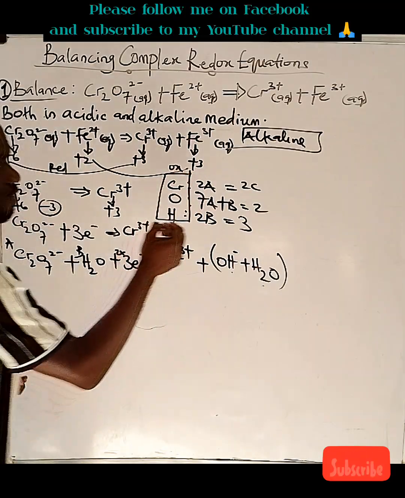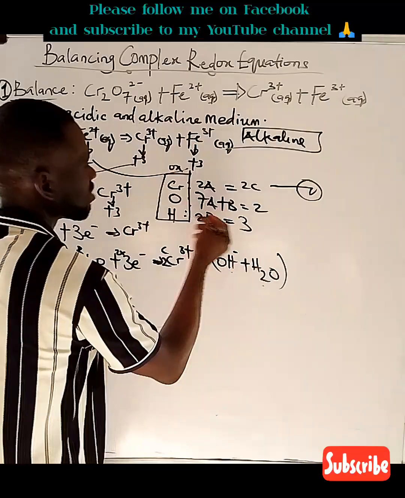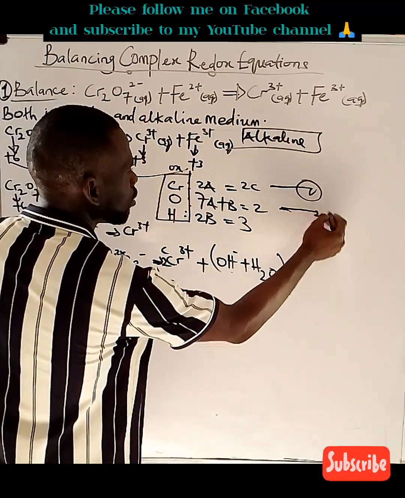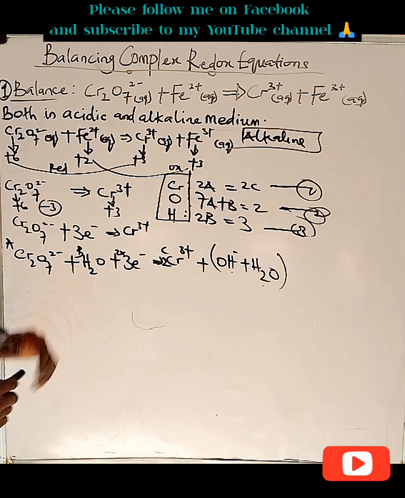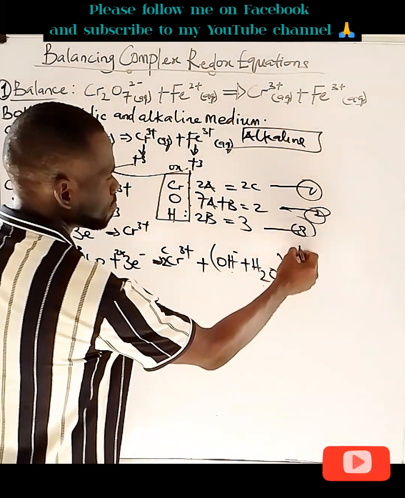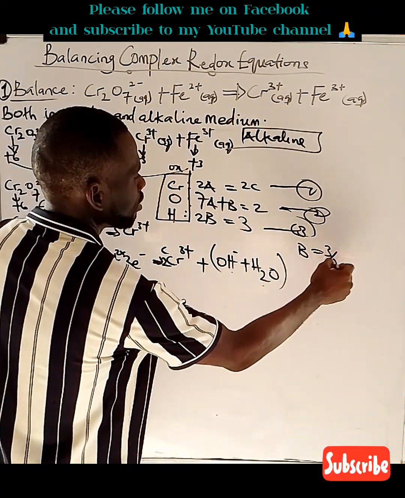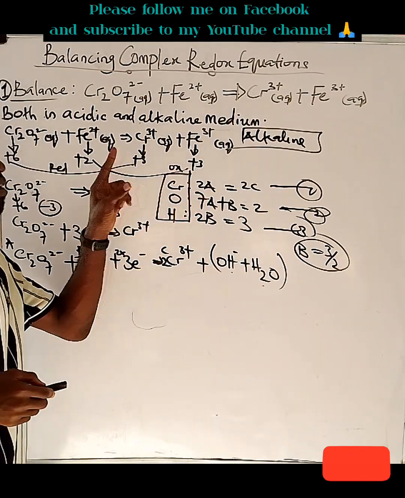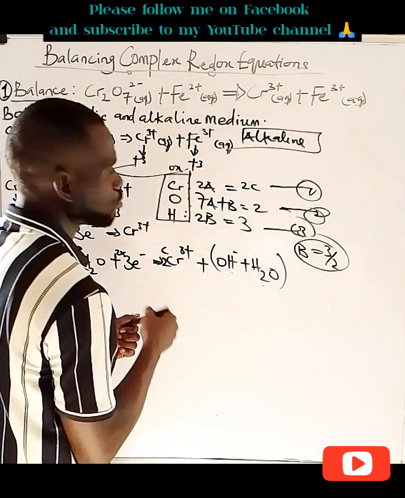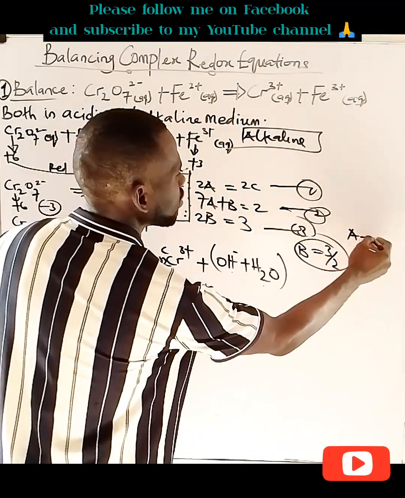So what do we do next? You have 2A equal to 2C, which is equation 1. 7A plus B equals 2, equation 2, and now this equation 3. So we're good to go. 2B equals 3, it means B automatically is 3 over 2. That is well set out. Now 2A equals 2C. If 2A is equal to 2C, 2 can take out 2. It means A is equal to C.